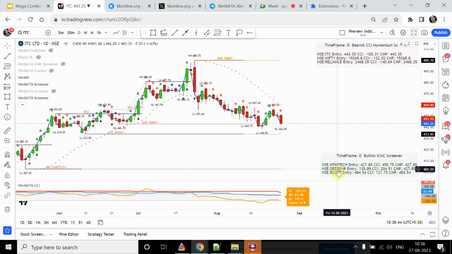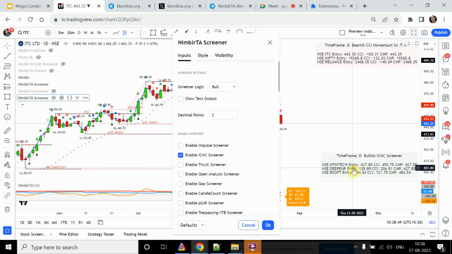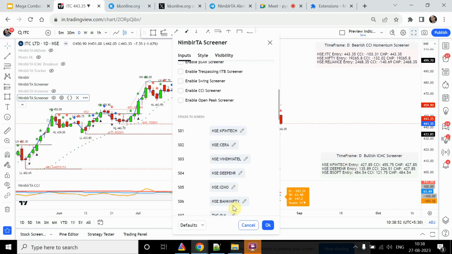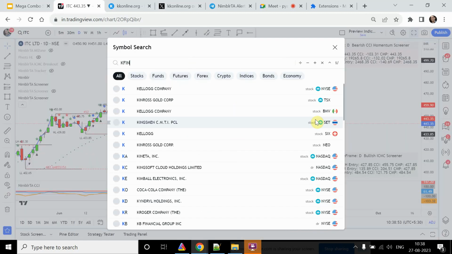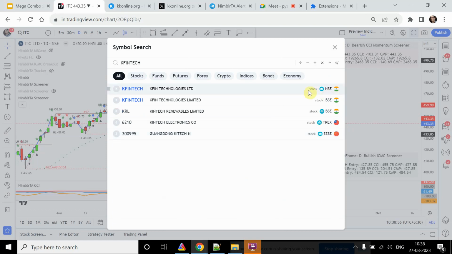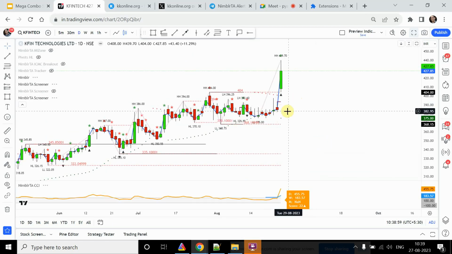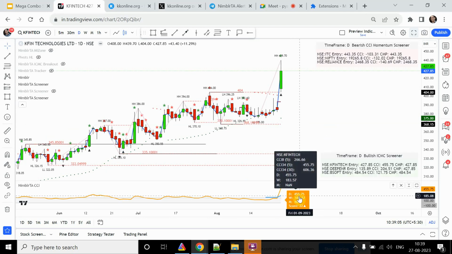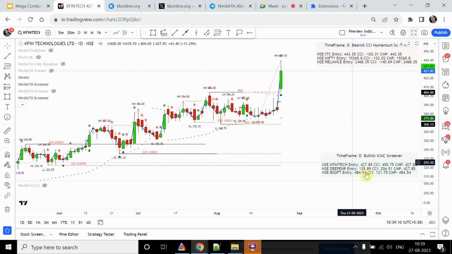On the ICMC breakout, we see KFintech, for example. So over here, I have the list. I would be seeing KFintech, click on it, and I could see that the daily momentum on CCI has crossed above 100. So it has reached a value of 455 on a daily time frame. The same value is also printed over here, that is 427. This is the approximate value which we are able to see for CCI.